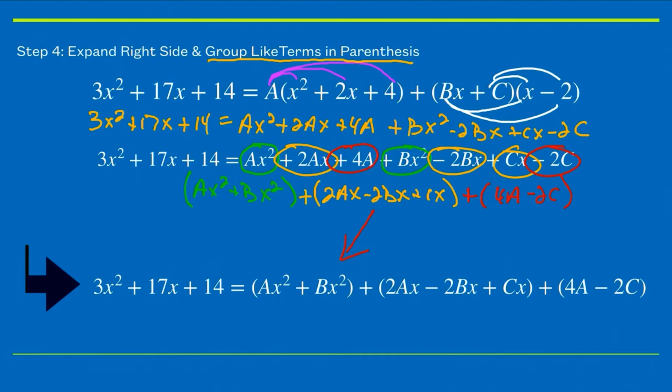Make sure we group all the common exponents, all my common x variables, and then this constant group is in its own parentheses by itself. And the next step is where we're going to do a little factoring, and we're going to do some matching to create our system of equations. So we'll go to the next step.